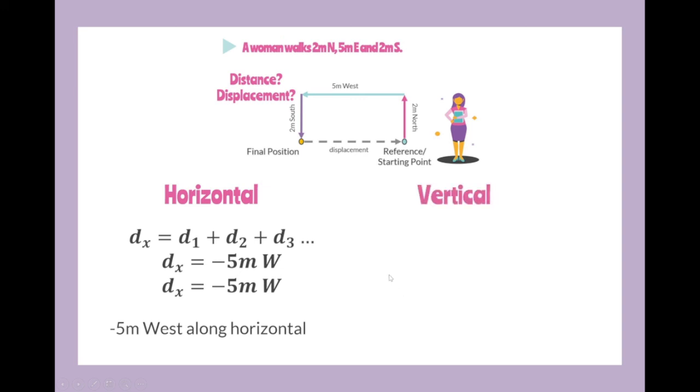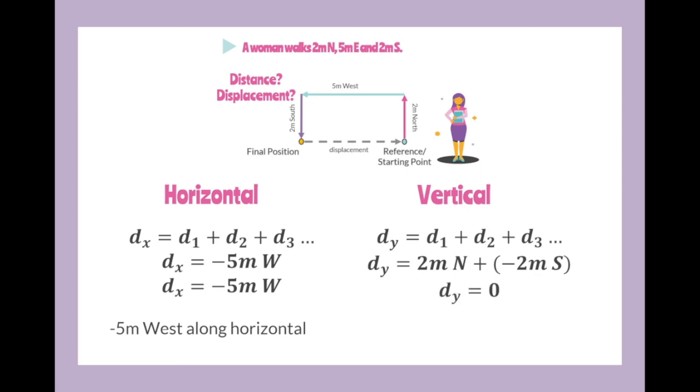Moving forward with the vertical displacement, we will use the formula d sub y equals d sub 1 plus d sub 2 plus d sub 3 and so on. Substituting the values, the displacements along vertical dimension are 2 meters north and 2 meters south. We will use negative 2 for 2 meters going to south. Therefore, adding 2 meters north plus negative 2 meters south, the displacement along the vertical dimension is 0.